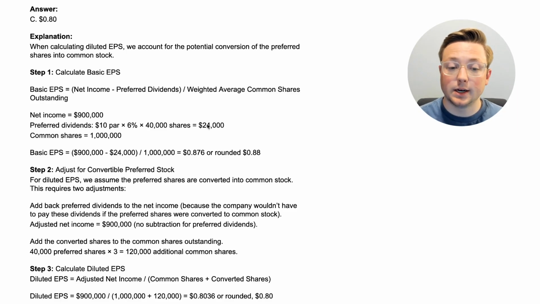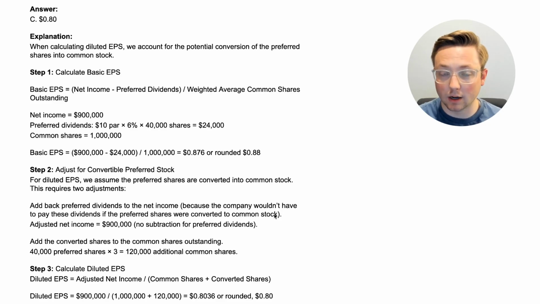Now let's do the scenario where they had converted the preferred stock to common stock. For diluted earnings per share, we assume the preferred shares are converted into common stock. This requires two adjustments. The first adjustment is adding back the preferred dividends to the net income, because the company wouldn't have to pay these dividends if the preferred shares were converted to common stock. So you can kind of skip a step sometimes with diluted earnings per share when it comes to convertible preferred shares, because when you convert from preferred to common stock, you no longer have to pay those preferred dividends, so they no longer are being subtracted from the net income.